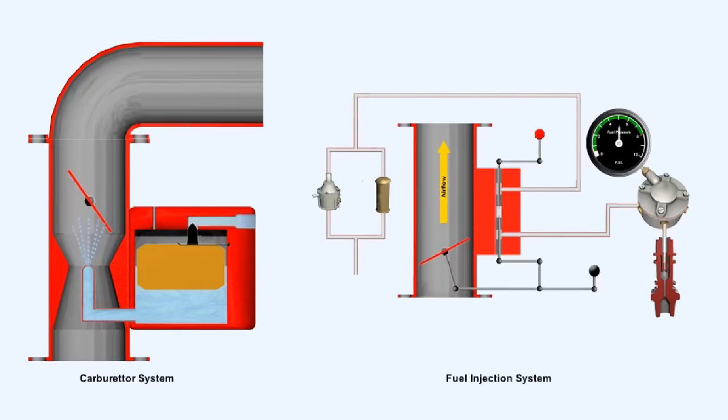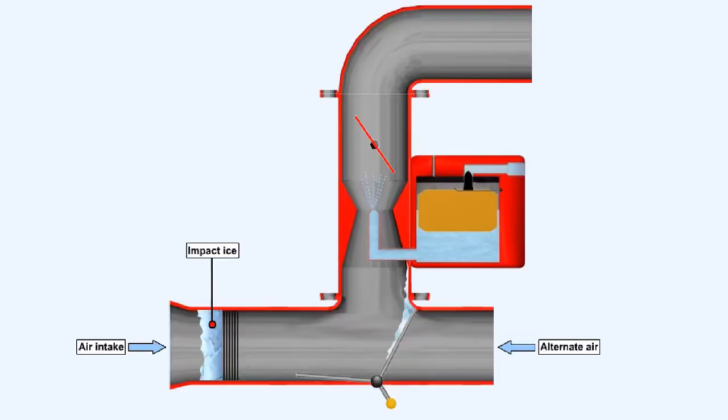Basically, there are three forms of engine induction system icing. Impact ice, which results from water which is present in the atmosphere in the form of snow, sleet, or supercooled water droplets. Because of the inertia of the water which causes it, impact ice forms on surfaces which obstruct or change the direction of the induction airflow.